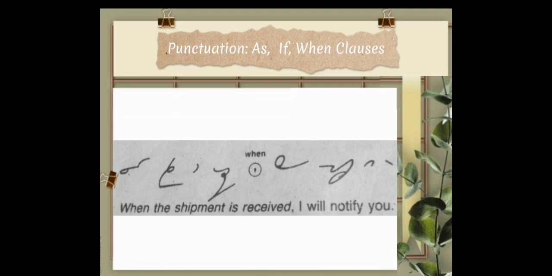So here in our sentence, we use "when" to begin our sentence, followed by a subject and a predicate. Therefore, we will place a comma after the introductory clause of "when." And why will we need to put a comma in these cases? Simply to set it aside from the rest of the sentence. "I will notify you" is another part of the sentence, and "when the shipment is received" is a clause introduced by "when."